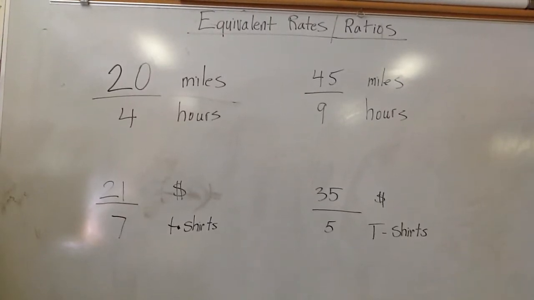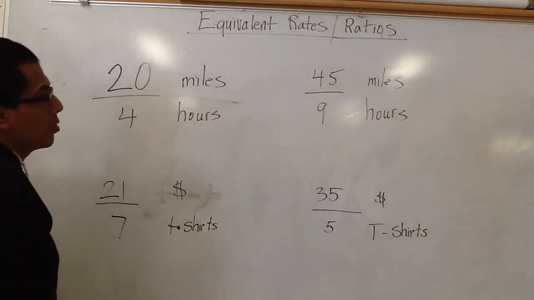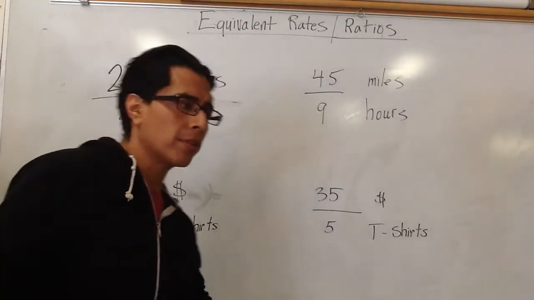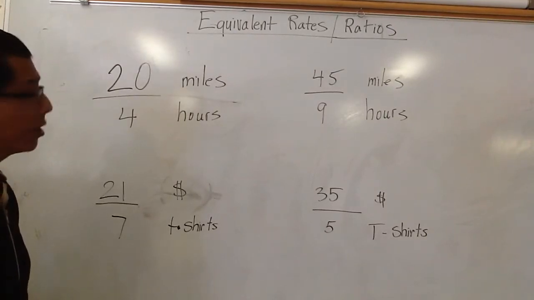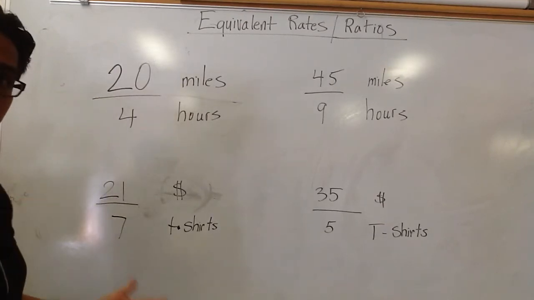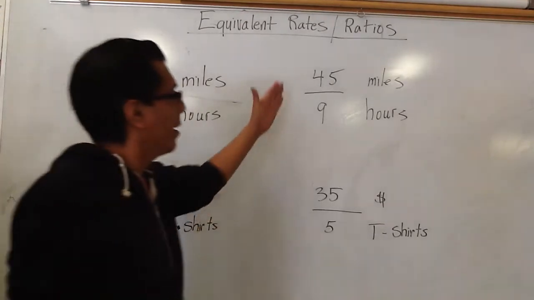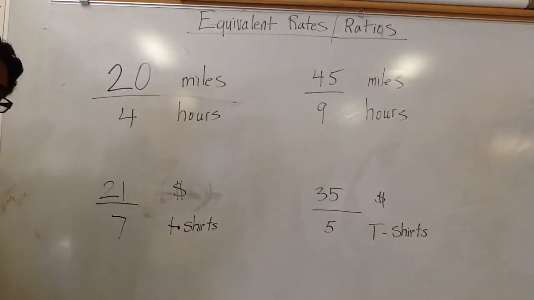Alright guys, video number 5. Equivalent rates and ratios. So we're still talking about rates and ratios. By the end of this lesson, you'll be able to tell me, is 20 miles in 4 hours the same rate as 45 miles in 9 hours? But before we do that, quiz time.